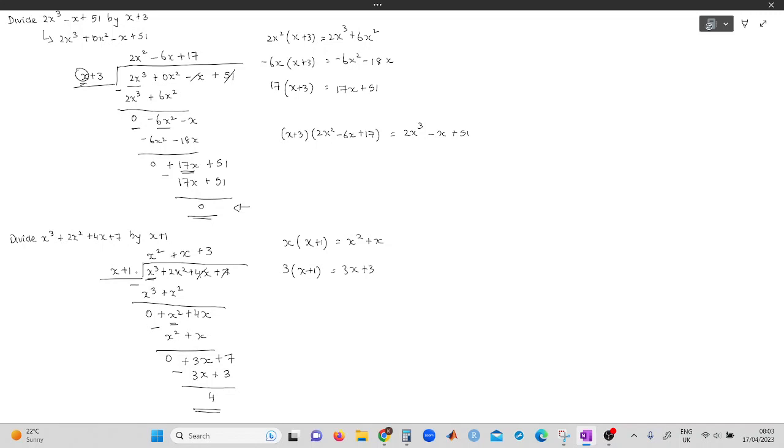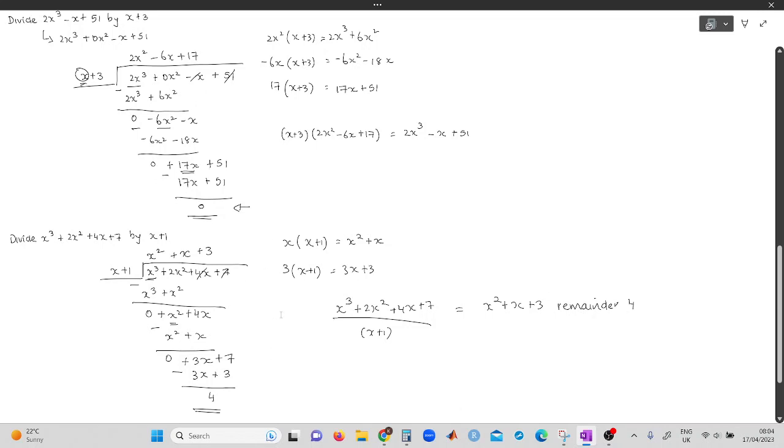So, what is the answer? x cubed plus 2x squared plus 4x plus 7 divided by x plus 1 is written as x squared plus x plus 3, and you put remainder 4. But in exam questions, usually you have divisions without any remainder. You might also have a question that says divide the polynomial by a dividing factor and then state the remainder. A question could come out like that. The system is the same. It's just that here, when I subtract, instead of getting 0, I get a number.